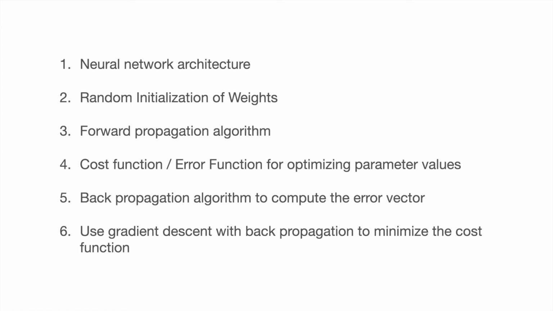First, we need to design the neural architecture, in the sense of how many neurons you want to have in each layer and how many inputs your neural network would accept. Next, randomly initialize the weights and biases. Think on forward propagation algorithm. In our example, we had taken an algorithm that would multiply inputs with weights and pass it through a sigmoid function. Decide on an error function for optimizing the weights, backpropagate to compute the error vector, and use gradient descent with backpropagation to minimize the cost function. We'll next see the intuition behind this process using simple steps.